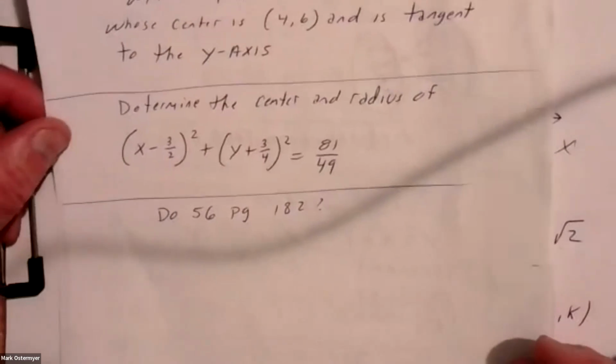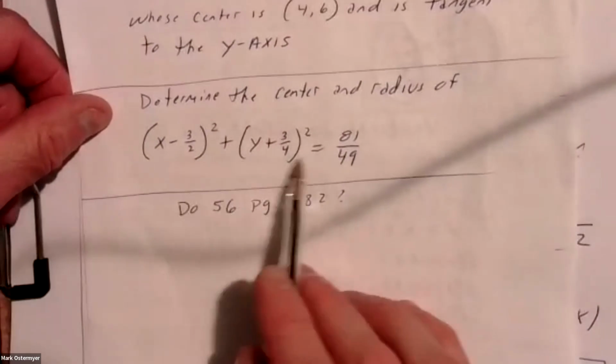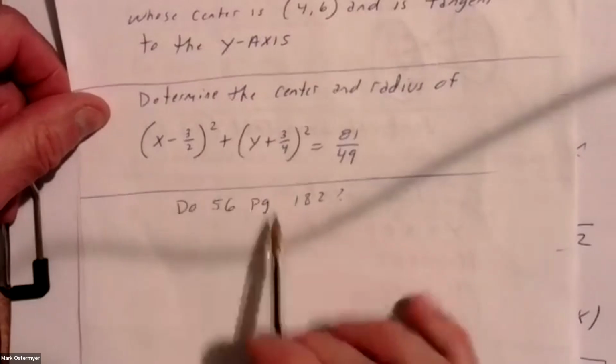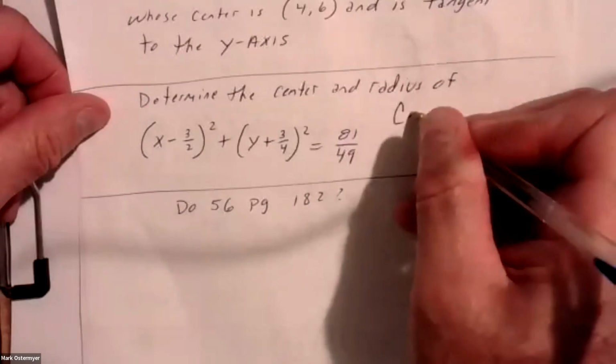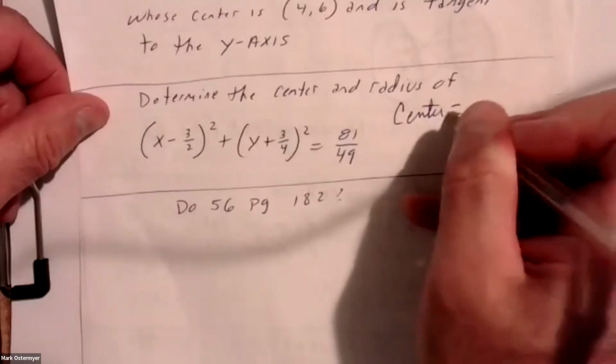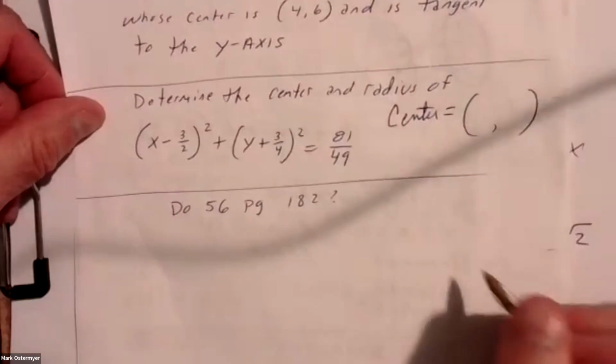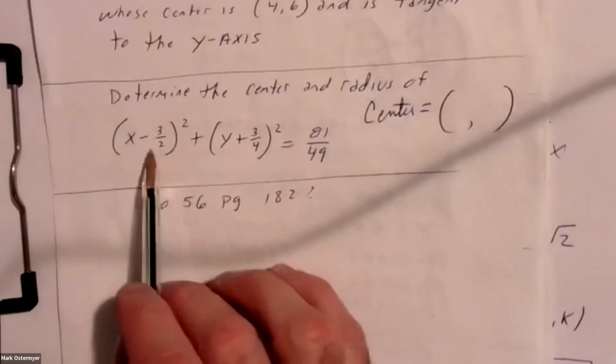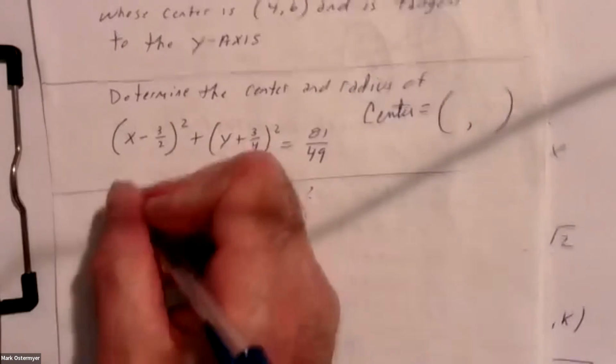All right. If I give you this equation for a circle here, can you tell me what the center of the circle will be and what the radius would be? What would be the center of this circle? What would be the center? What's the ordered pair that represents the center of this circle here?